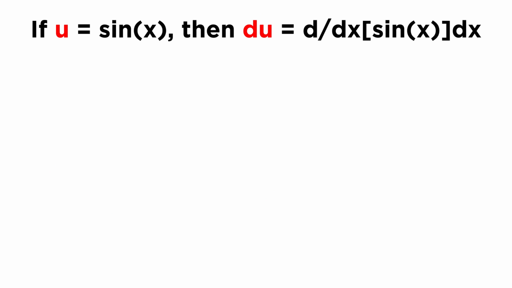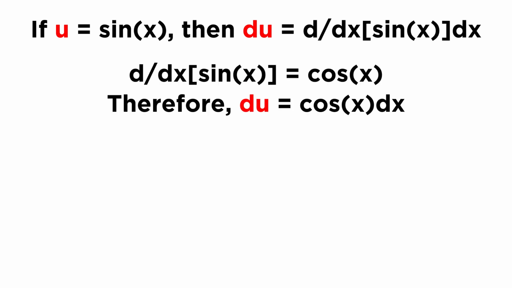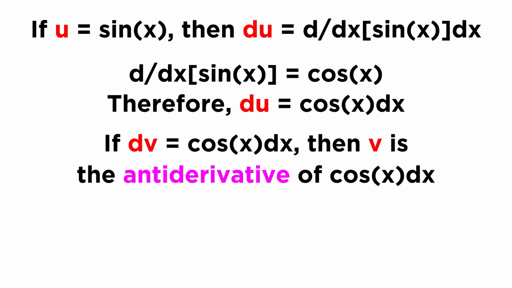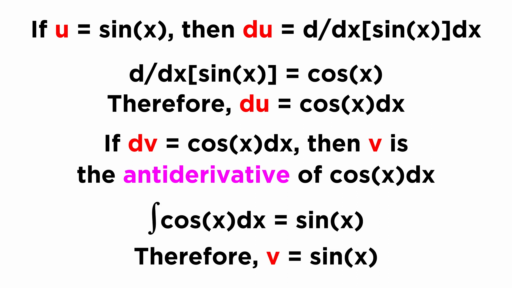If u is equal to the sine of x, then du is equal to the derivative of the sine of x times dx. The derivative of the sine is the cosine, so du is equal to the cosine of x times dx. If dv is equal to the cosine of x times dx, then v is the antiderivative of the cosine of x times dx. The antiderivative of the cosine x is sine x, so v is equal to the sine x.